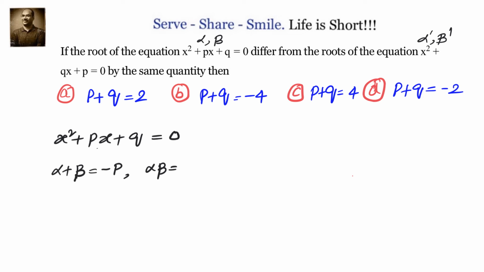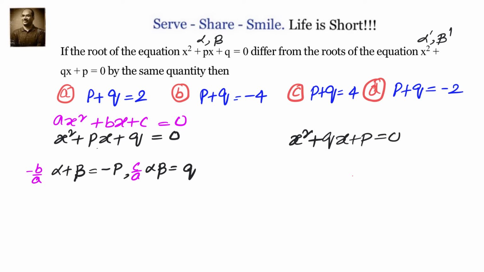Now this is in the form of ax square plus bx plus c equals to 0. Alpha plus beta is minus b by a, and alpha beta equals to c by a. So c by a is equal to q. Similarly, the other equation we have is x square plus qx plus p equals to 0. Here the roots are alpha dash and beta dash we have taken. Then alpha dash plus beta dash equals to minus b by a, that is minus q. Alpha dash beta dash equals to c by a, that is p.